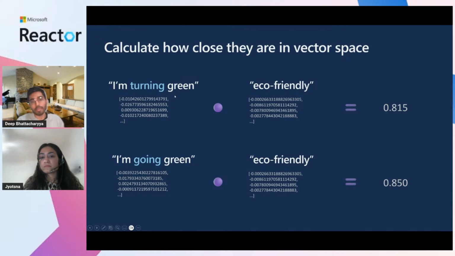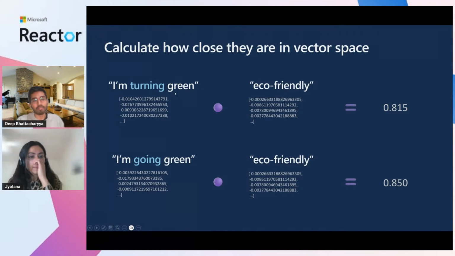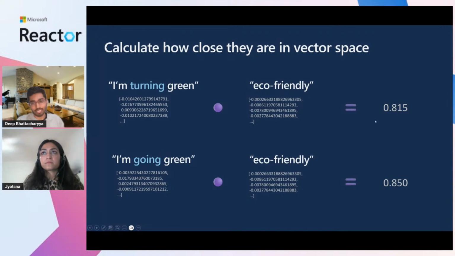So maybe the word green skews the correlation a little bit more. But it's anyone's guess why these are so close together. And honestly, they might not even be so close together. They're all relative. So it's a relative measure to say that 0.185 is less. I'm turning green is less similar to eco-friendly than I'm going green is to eco-friendly. It's relative. It's not absolute.